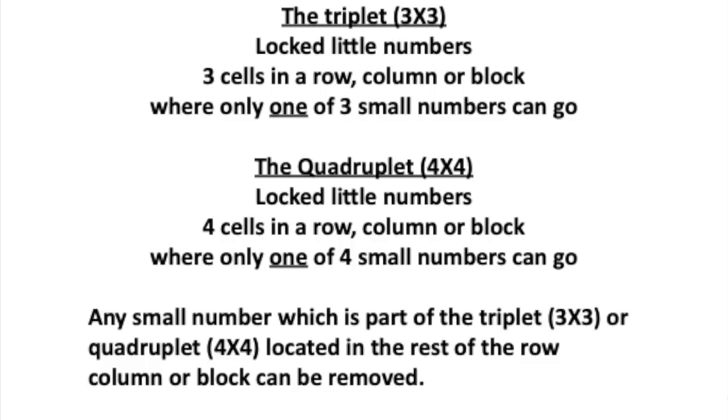The triplet, or sometimes called a 3x3. Locked little numbers. 3 cells in a row, column or block, where only one of 3 small numbers can go. Quadruplet is a 4x4. Again, locked little numbers. 4 cells in a row, column or block, where only one of small numbers can go. Any small number which is part of a triplet or a quadruplet, 4x4 that is, located in the rest of the row, column or block, can be eliminated or removed.